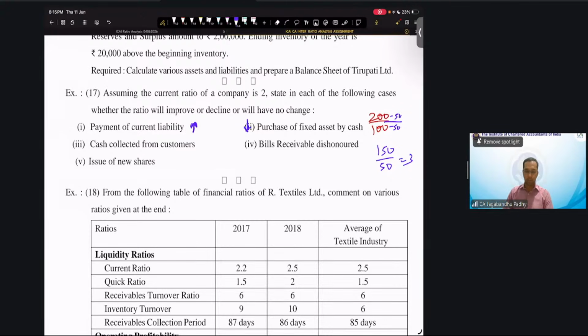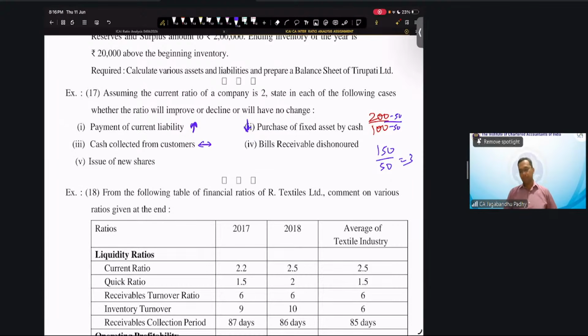Okay. Third case, cash collected from customers. In case the cash is collected from customers, what's going to happen? Any change or no change? Well, if you collect cash from customers, your debtors reduce and cash balance increases. Your total current assets still remain the same. So you can say in this situation, there is no change in the current ratio.